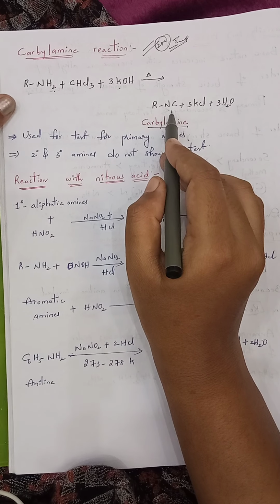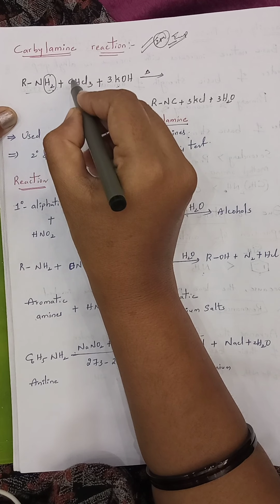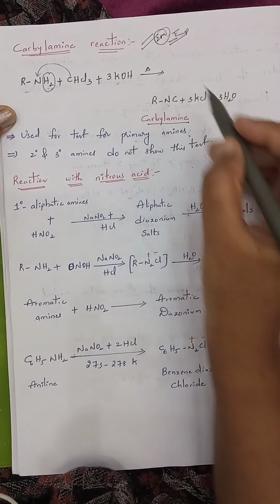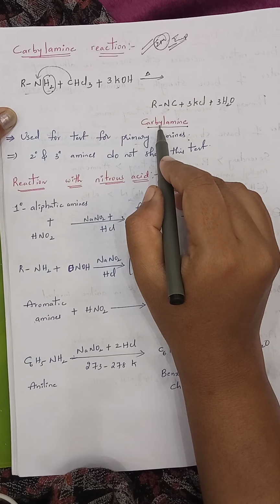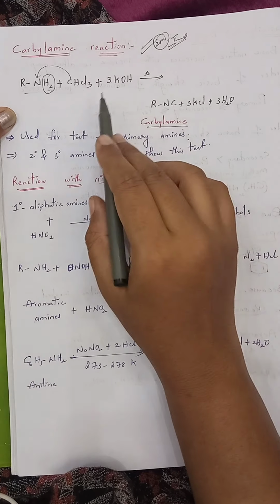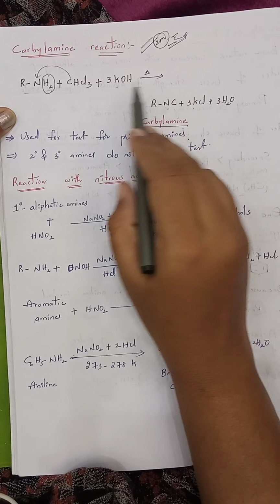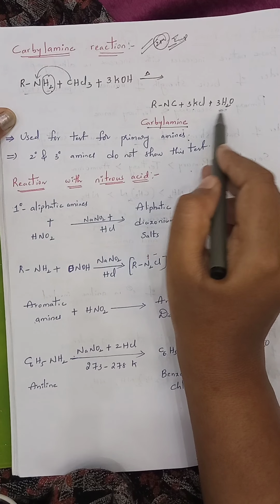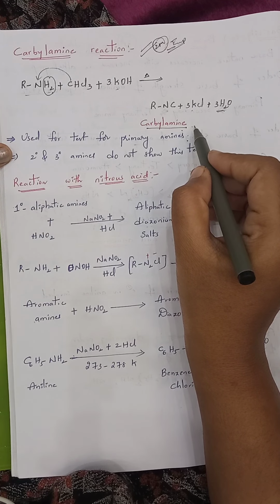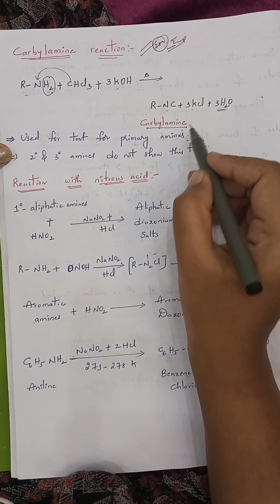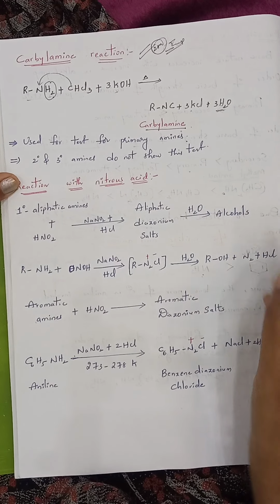It converts into this carbylamine. What happened here? These 2 hydrogens are removed and this carbon is added here, converts into RNC. RNC is the formula of this carbylamine, and 3 potassiums react with Cl, eliminating as 3KCl. Remaining oxygen and hydrogens together release H2O. Finally, we got carbylamine as the final product, or isocyanide.